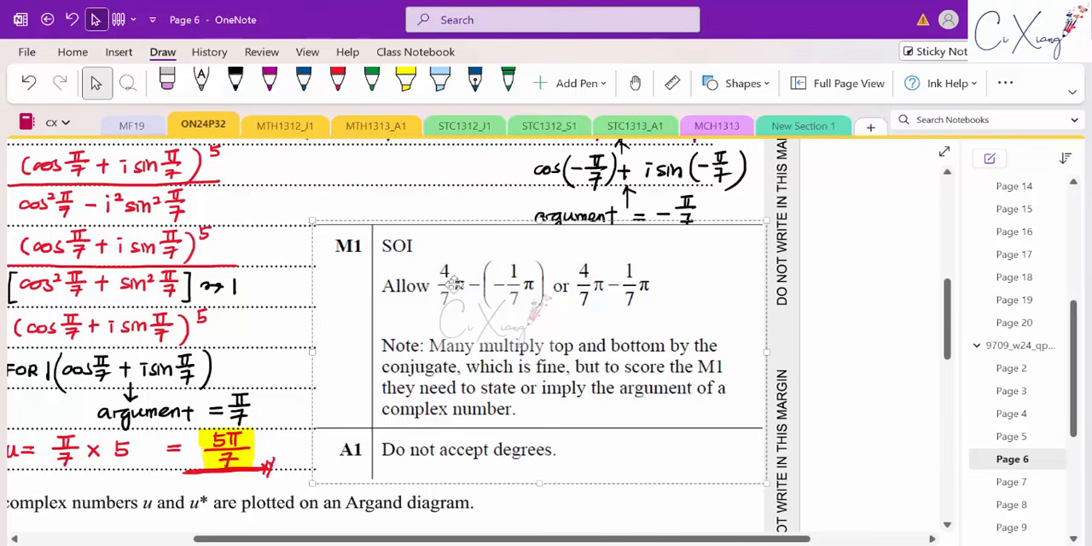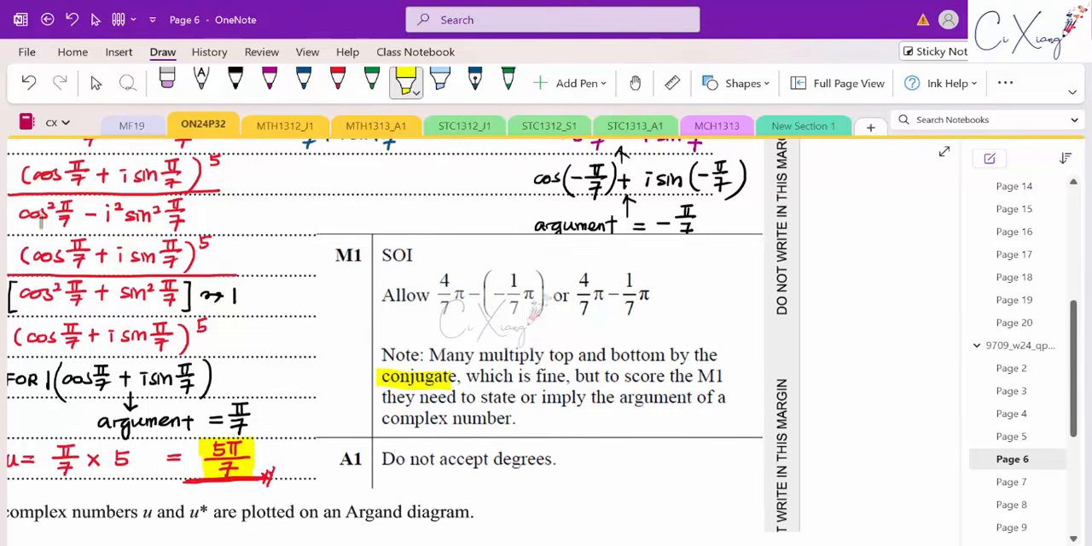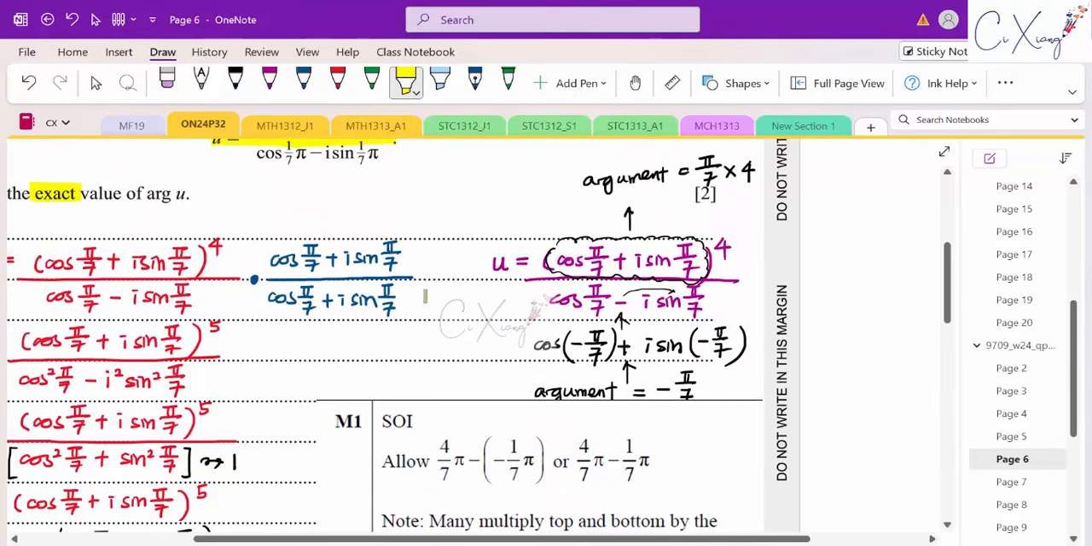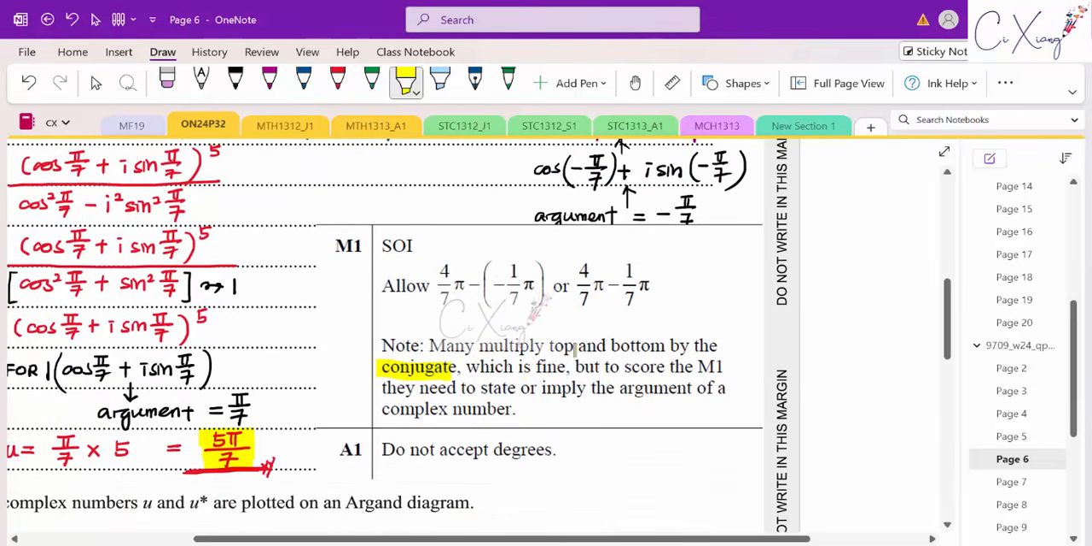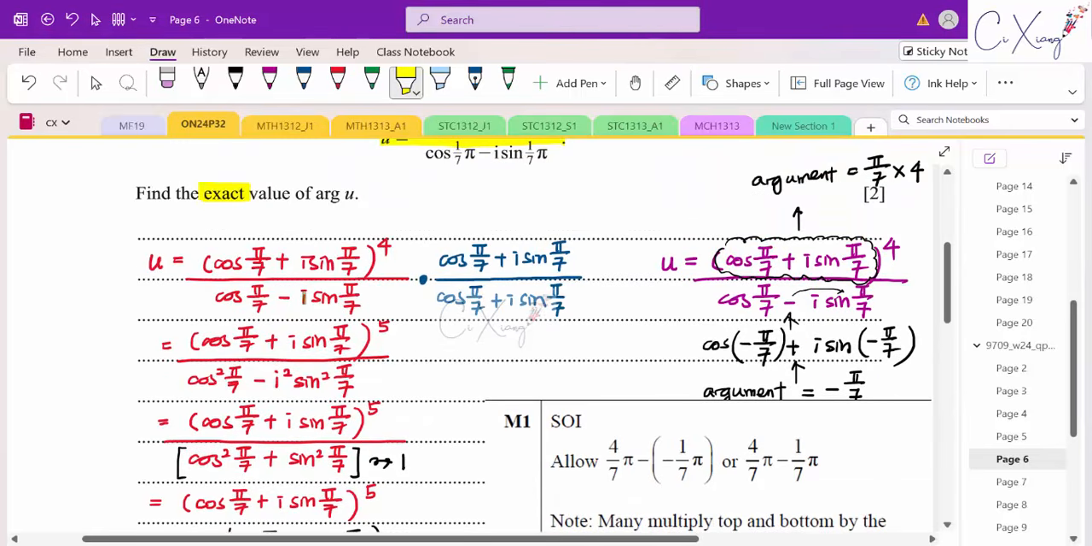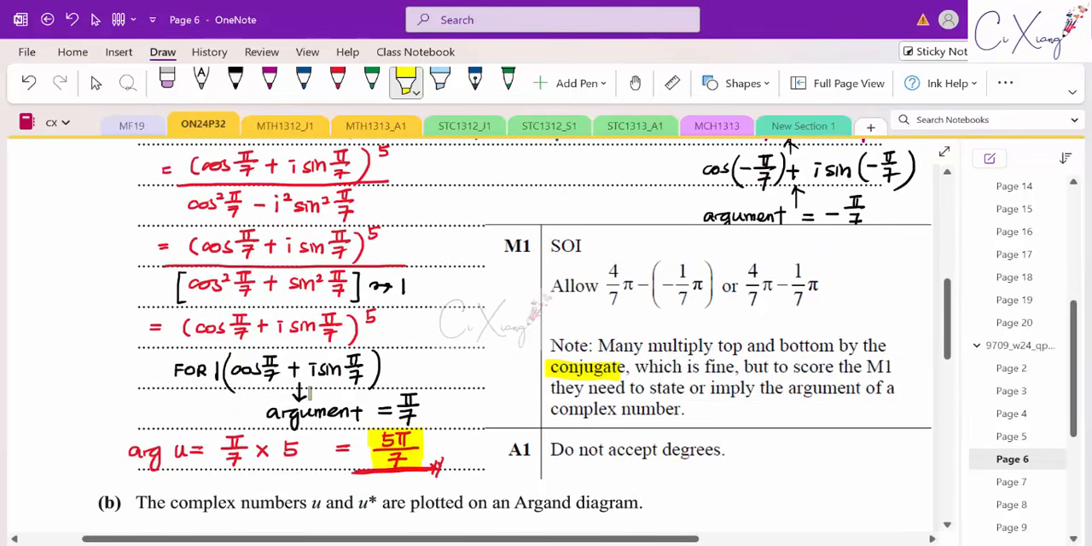This question is only given 2 marks. The first mark, basically they want you to show that you are using this or this one. Then they said you may multiply top and bottom by the conjugate, which is something that we are doing now in the first method here. I multiply top and bottom by the conjugate, which is fine. But to score the method mark for method 1, you need to state the argument of a complex number. So if you are using this technique, in your particular step, you have to state the pi over 7, because pi over 7 is the argument. After that, you take the argument and multiply with 5 to get the final answer, because of the power 5.